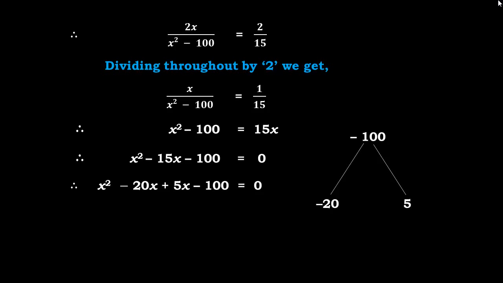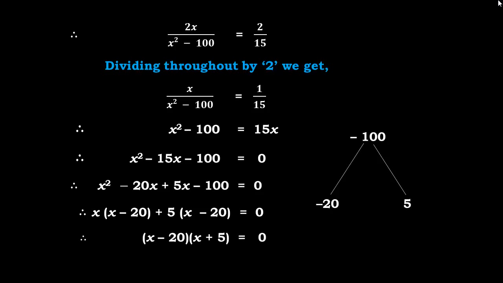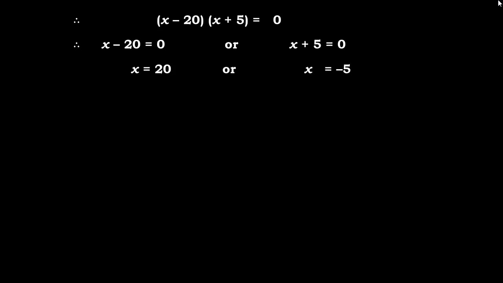Now we can make a group of 2's. From the first two terms we can take x common, in bracket x minus 20, plus 5 common, in bracket x minus 20, is equal to 0. So x minus 20, second bracket x plus 5, is equal to 0. Therefore x minus 20 is equal to 0 or x plus 5 is equal to 0. Therefore x is equal to 20 or x is equal to minus 5.